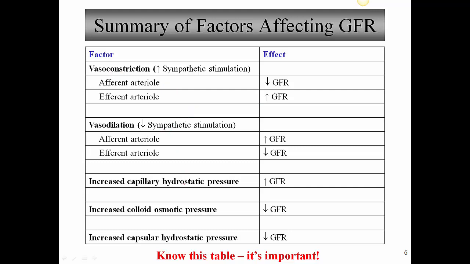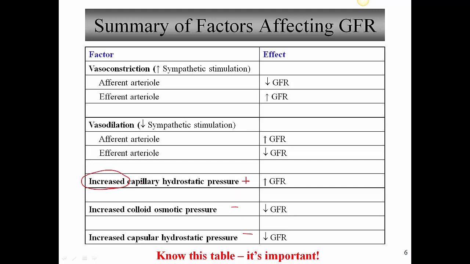And down the bottom of the table you can see the three factors that are important in controlling fluid movement across the glomerular filtration membrane. This is the capillary hydrostatic pressure. Remember that this is the only force that tends to move fluid out of the glomerular capillaries. And then we have the colloid osmotic pressure, and we also have the capsular hydrostatic pressure. Both of these tend to move fluid back in. And so you see the relationships here.